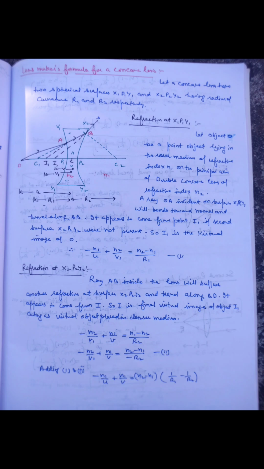It is the same for both lenses, that is 1 upon f is equal to n minus 1 into 1 upon r1 minus 1 upon r2. The first principal focus is the position of the object for which the image lies at infinity. The second principal focus is the position of the image for which the object lies at infinity. Both focal lengths are the same.